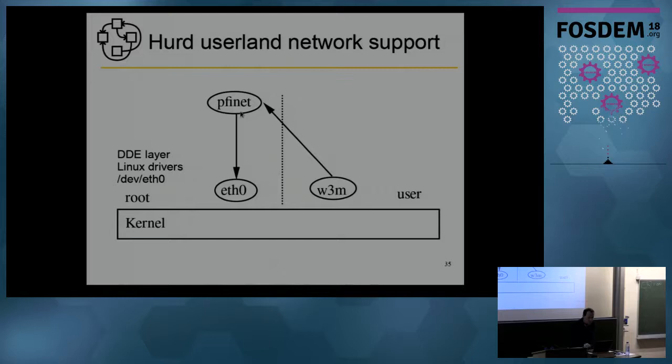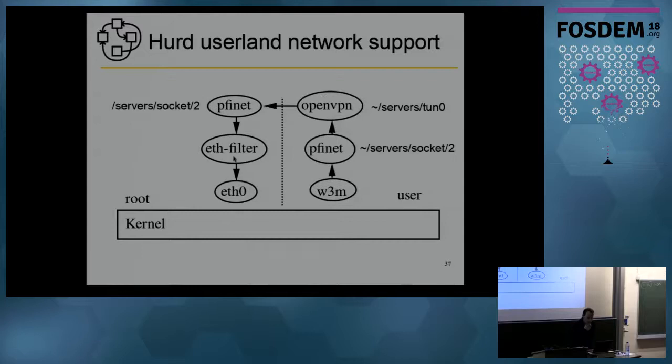If you want to do a firewall, then just put a process which filters the frames between the TCP/IP stack and the actual device, and then you have a firewall. If you want to be crazy, you can put an OpenVPN on top of this and then a new TCP/IP stack. The idea is that the system provided stack is somewhere here, and then your own stack, you can put it in your home directory, and with the remap translator, just tell applications that the /server/socket/2 is redirected to somewhere else, and then it just works. You have virtualization made easy, actually.